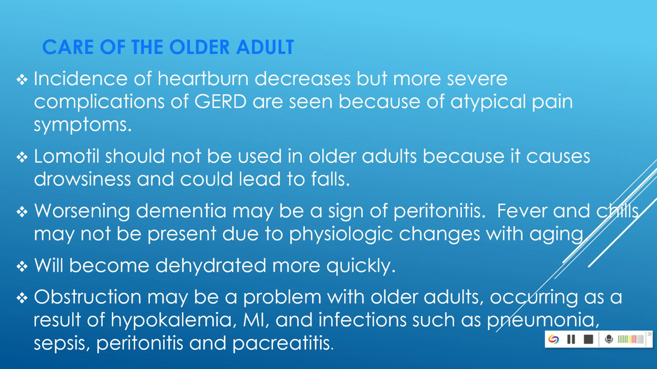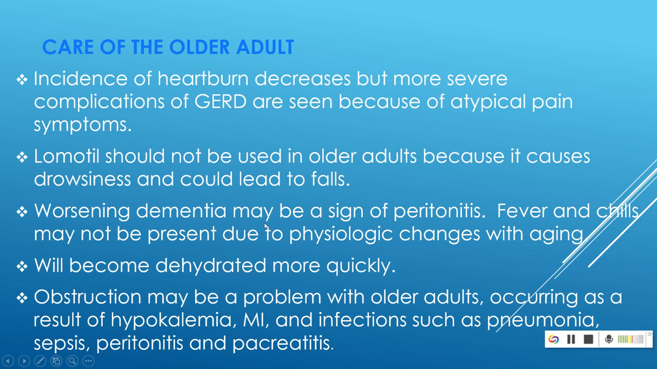Fever and chills may not be present. Remember, we said their immune response is slow to react, or it doesn't react as strongly. They're going to become dehydrated more quickly. An obstruction may be a problem with older adults occurring as a result of hypokalemia, MI, and infections such as pneumonia, sepsis, peritonitis, and pancreatitis.